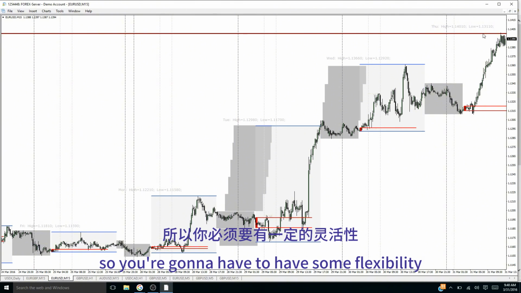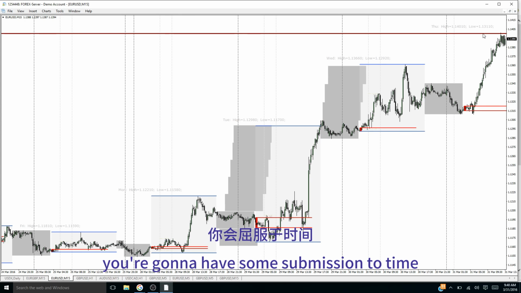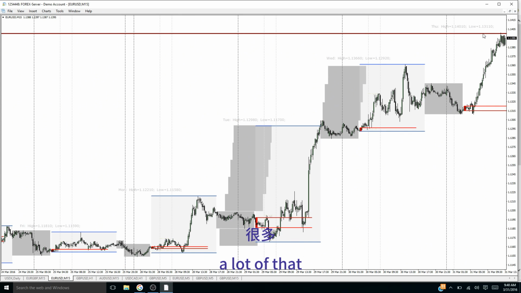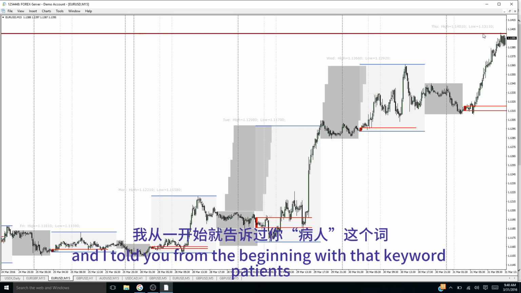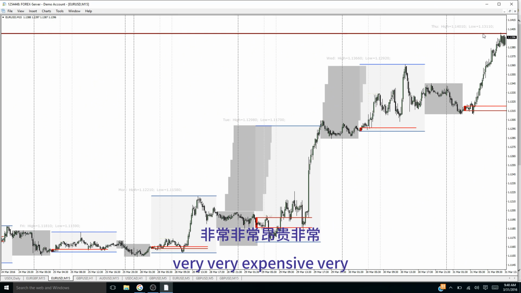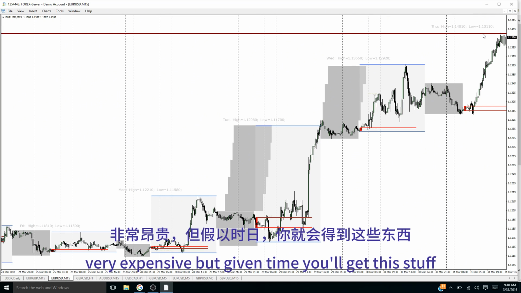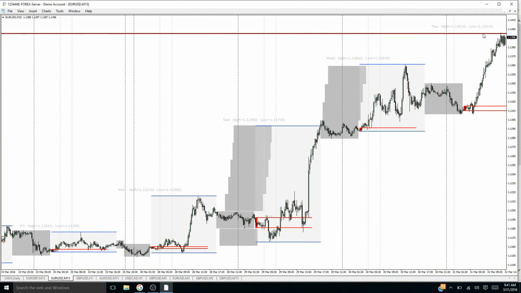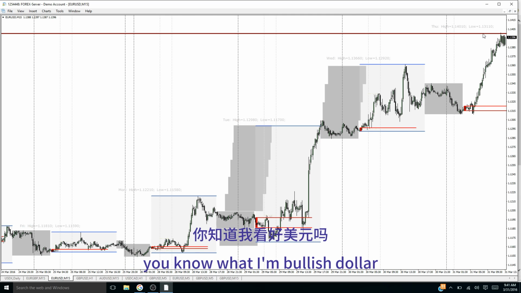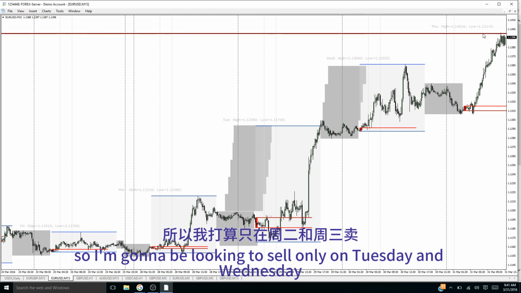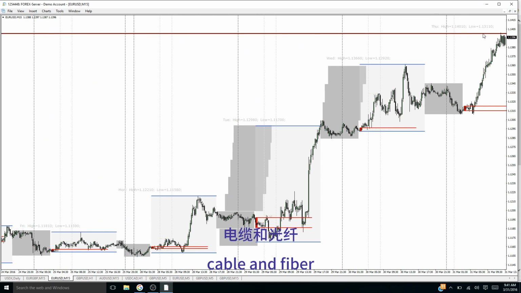So you're going to have some flexibility. You're going to have some submission to time, a lot of that. And I told you from the beginning with that P word, patience. Very, very expensive. But given time, you'll get this stuff. You'll finally wake up one day and say, you know what, I'm bullish dollar. So I'm going to be looking to sell only on Tuesday and Wednesday cable and fiber. It'll make sense to you then.